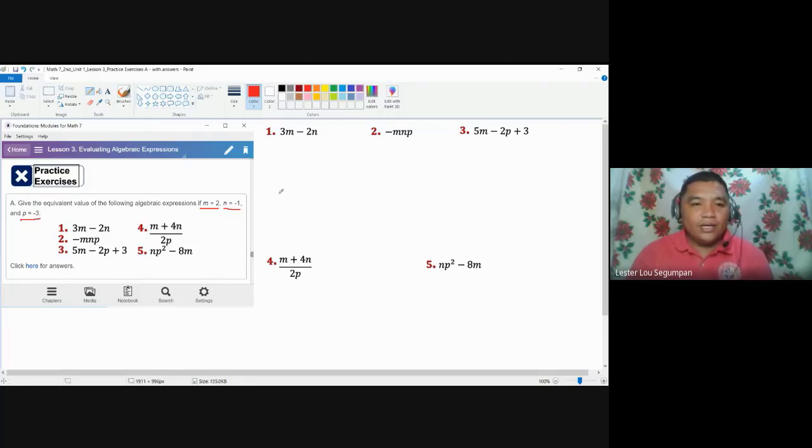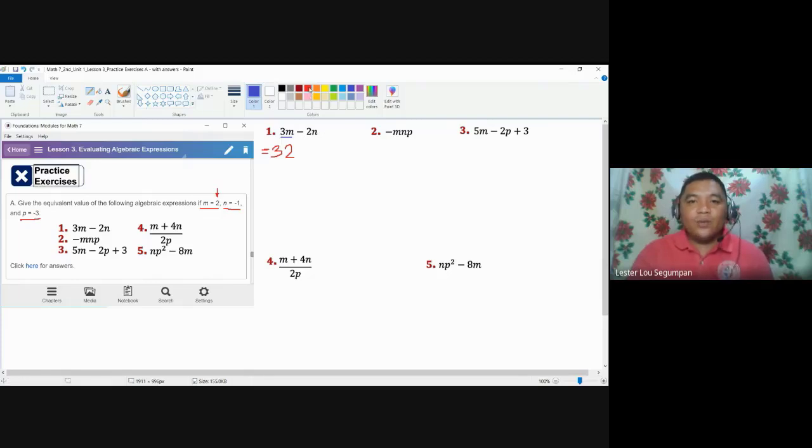So for letter A, in number 1, we have 3m minus 2n. Right? So we now evaluate. So 3 is still 3, and then m will be changed into 2. Before placing 2 here, you need to understand that it's not 32. It will never be 32. In 3m here, the operation separating 3 and m is multiplication.